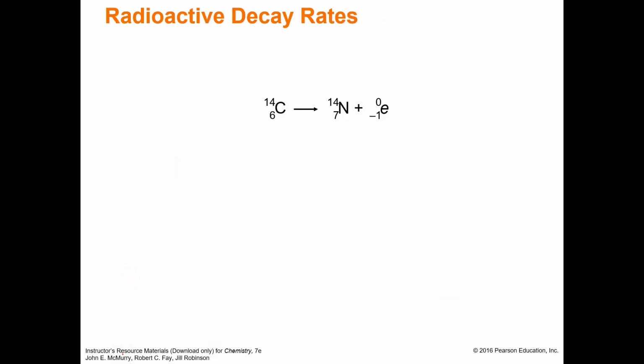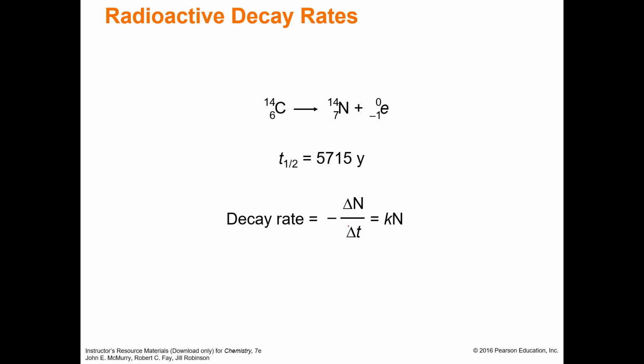So for example, if we look at something like carbon-14, carbon has an atomic number of 6, which means that carbon-14 has 8 neutrons. That decays into nitrogen-14 plus an electron, and has a half-life of 5,715 years.